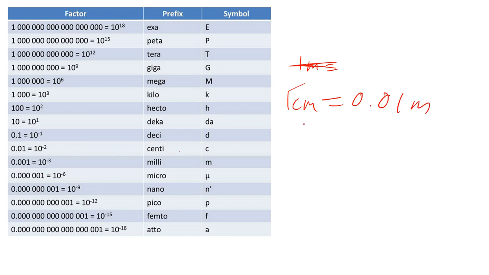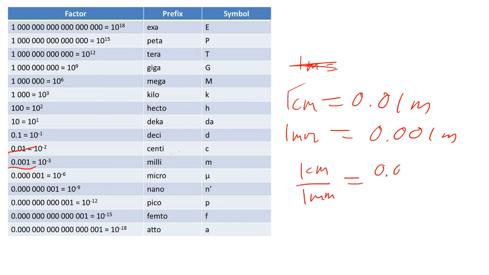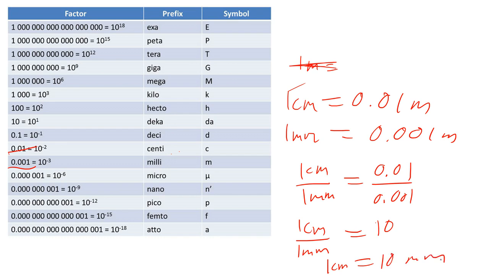0.01 meters, okay? So with no prefix. And 1 millimeter is equal to 0.001 meters. Getting these values from here. Then 1 centimeter over 1 millimeter is going to be 0.01 over 0.001, and that's just going to be 10, right? 10 is equal to 1 centimeter over 1 millimeter. So if you multiply both sides by millimeter, 1 centimeter is 10 millimeters.